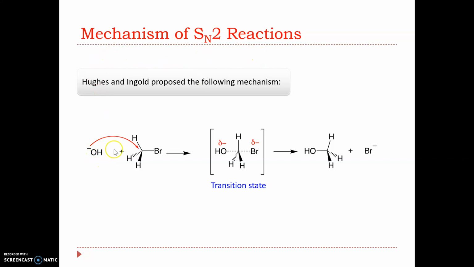Now, let us consider a reaction between bromomethane and a hydroxyl group in order to discuss the mechanism of SN2 reaction. As shown here, the hydroxyl ion attacks this carbon atom of bromomethane from the direction which is far away from the leaving group, that is from this bromo group, which leads to the formation of this 5-coordinated transition state where the bond between this carbon and the hydroxyl group is not completely formed and the bond between this carbon and this bromo group is not completely broken. After this, the bromo group leaves and forms this product.